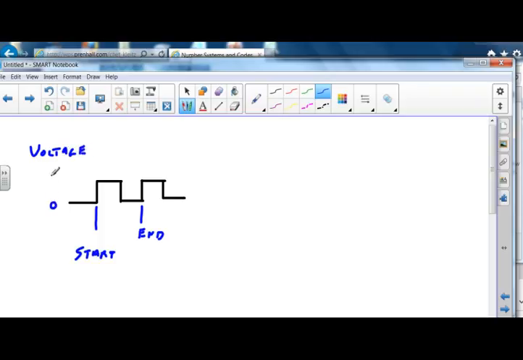So it's at 0 volts and it's at 5 volts. Or it's off for the 0, and it's on for the 1. So it might be 0 and 12 volts, or 0 and 120 volts, or 0 and 3.2 volts, or 0 and 2.8 volts, depending on the device you have, but it means on and off, logic 0, logic 1. Okay, that makes sense.